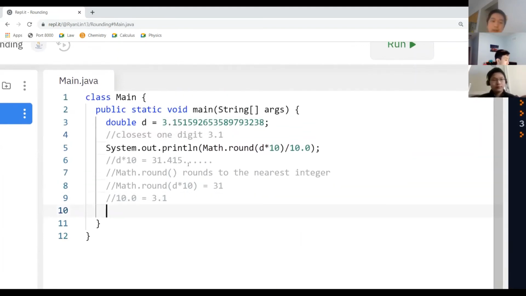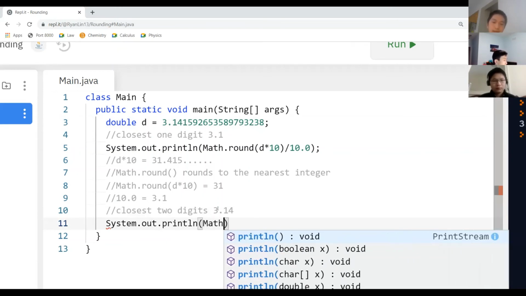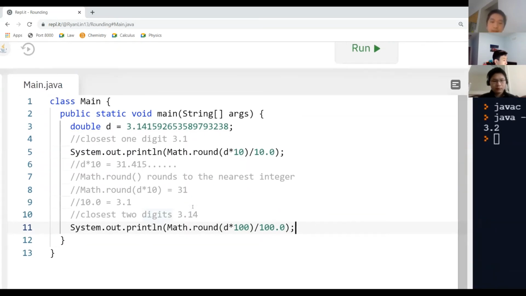Well, how do I round to the closest 2 digits, right? So if I did 3.1415, then it would be 3.14. Well, let's use a similar pattern. It'll just be math.round d times 100, because we're shifting it 2 to the left now, divided by 100.0. And then this would just give you your closest 2 digits.